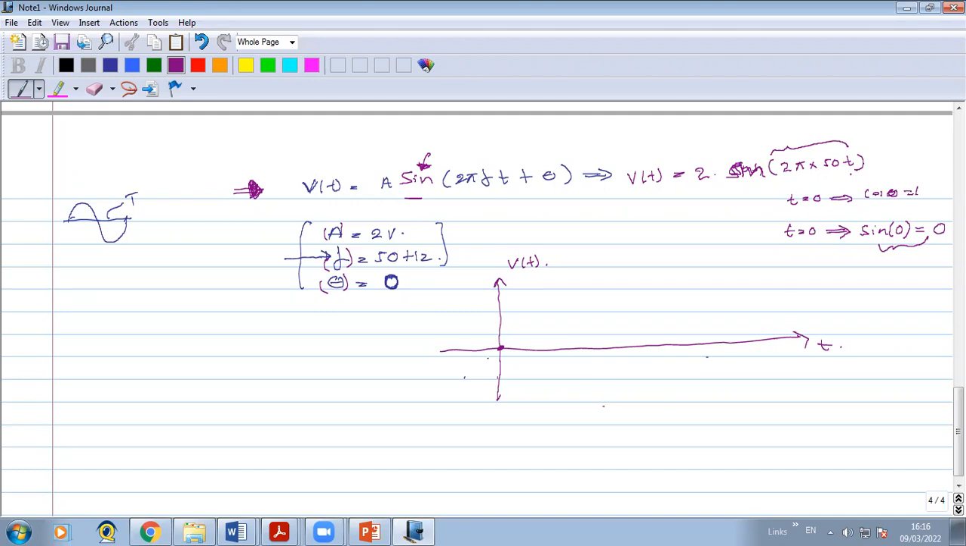So we will have this kind of signal, but we have to mark the corresponding values. You know what this value is. This is the amplitude, no? So it is 2. Here we have +2 and here we have -2. That is okay.